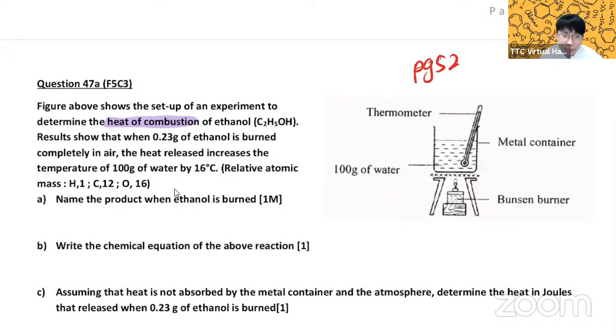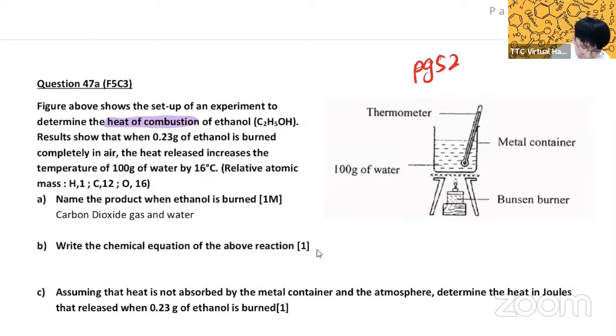Name the product when ethanol is burned. So when you burn alcohol, what do you form? Burning alcohol is a complete combustion. Complete combustion means you only form two products, CO2 and H2O. Very good. Carbon dioxide and water.